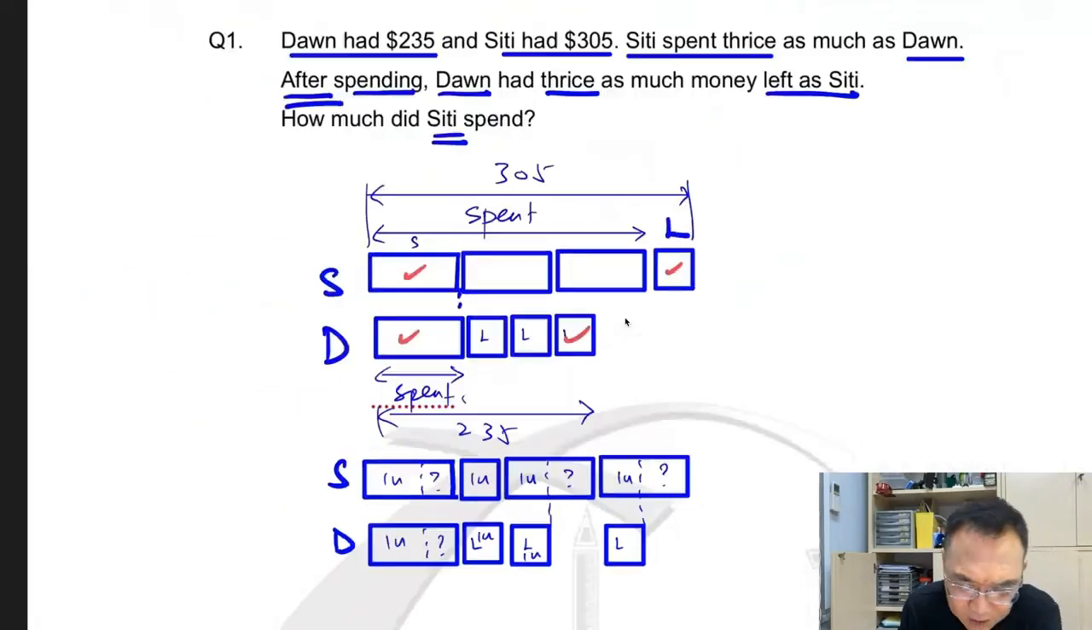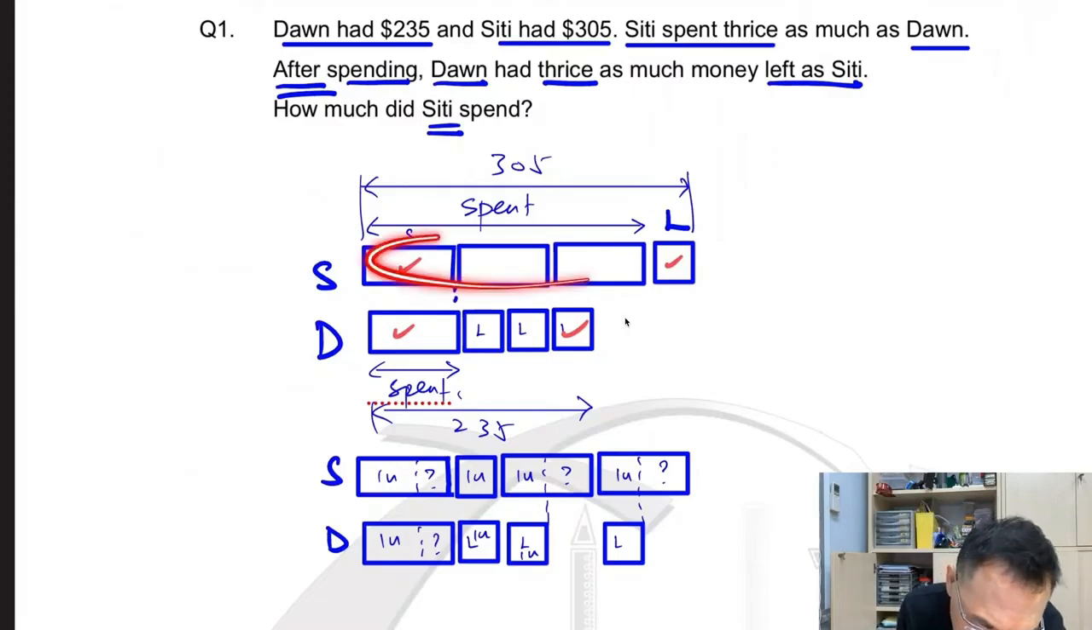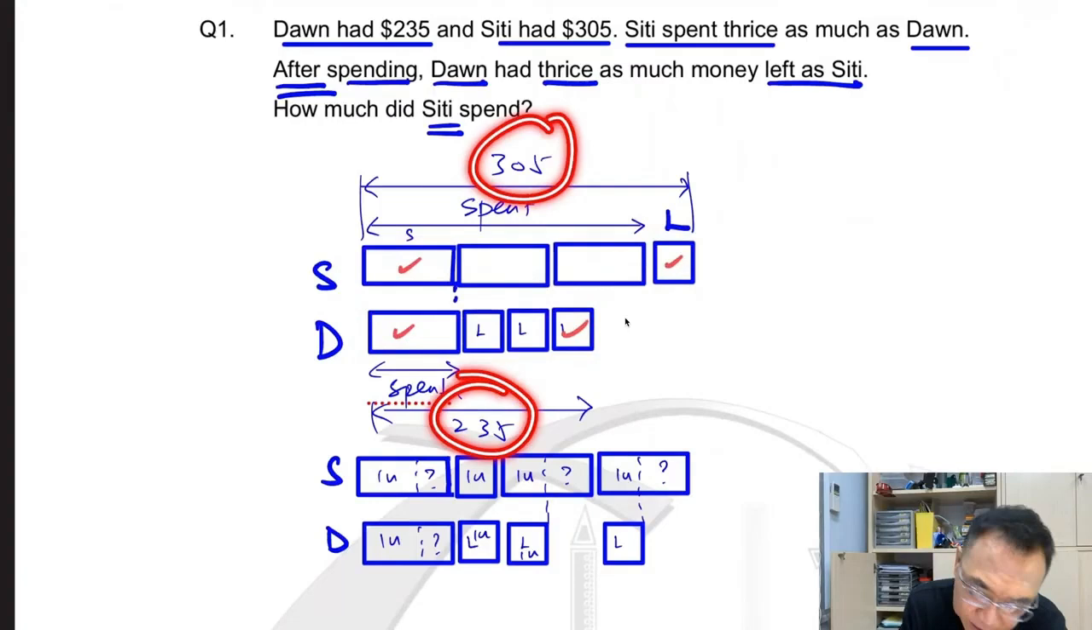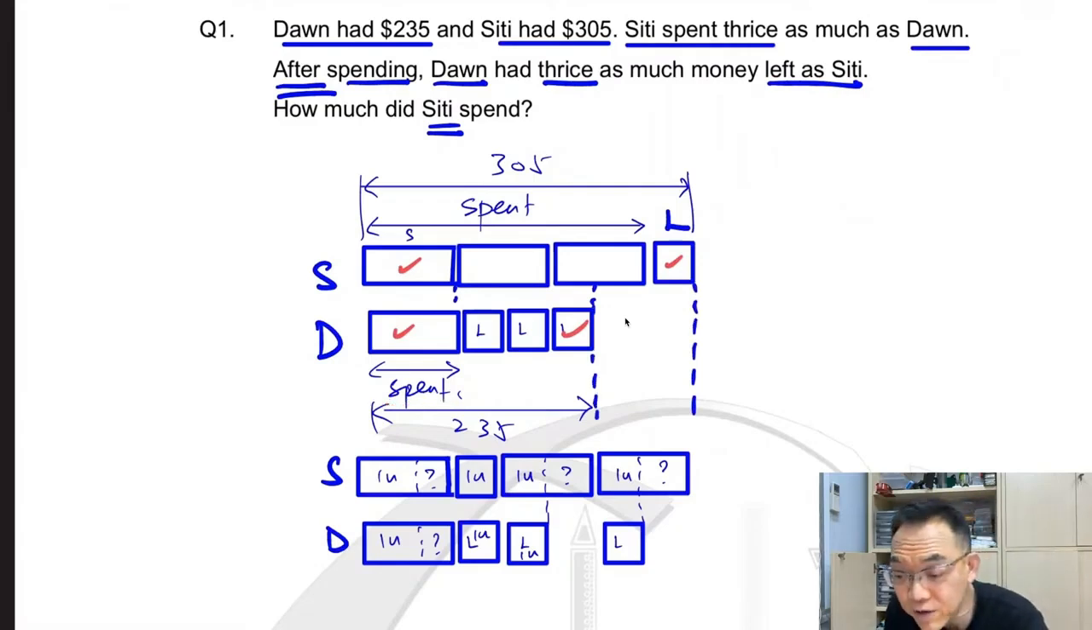So far, do you understand the rearranging? Ken? Clear? Okay, very good. Now watch, watch carefully. What is the difference between this model and this model? The difference is 305 minus 235, right? Okay, can anyone tell me how much is that difference? Let's see how fast you are. See who's the first to give me the number. What is the difference?